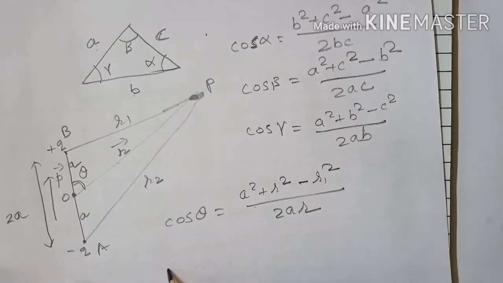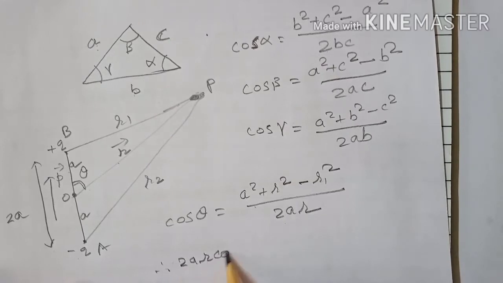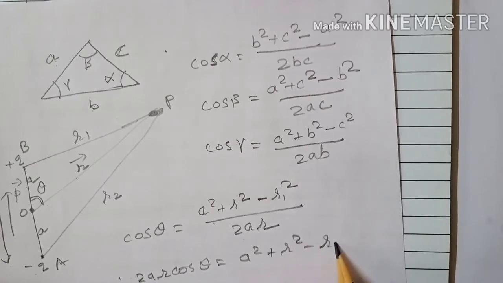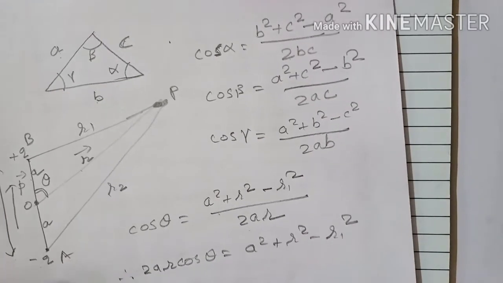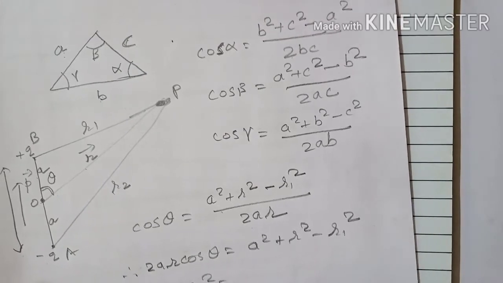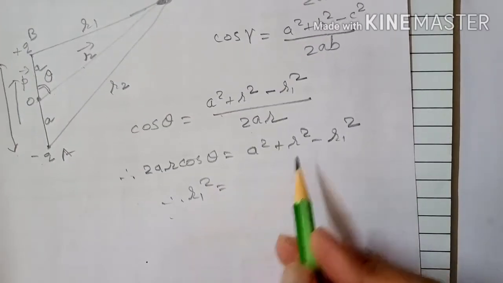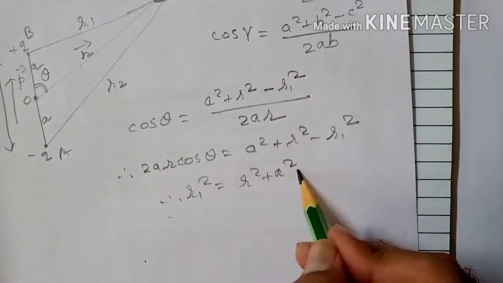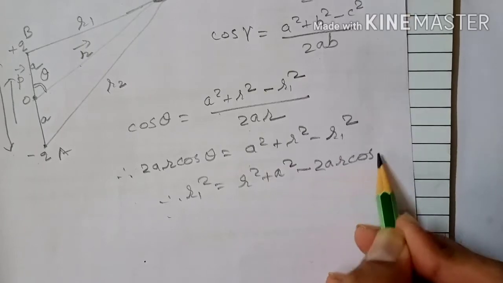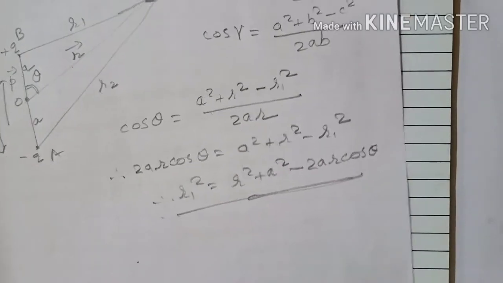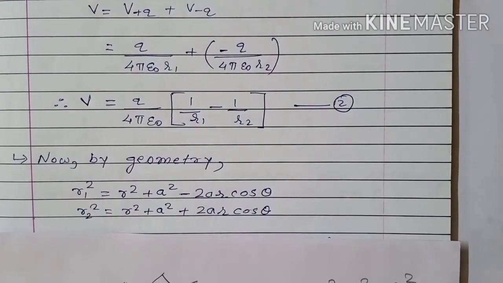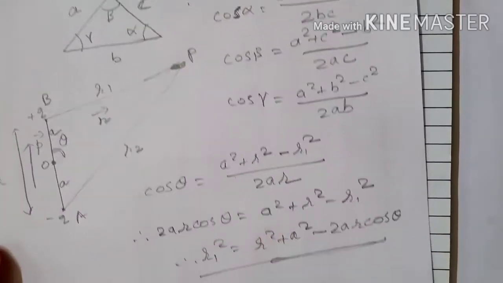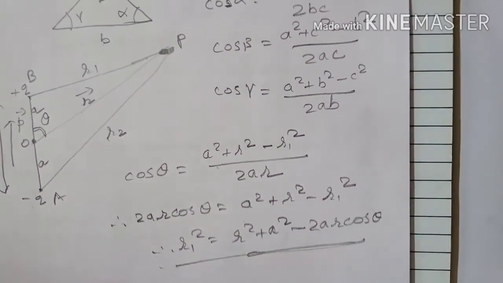So this can be written as 2ar cos theta is equal to a square plus r square minus r1 square. But we are interested in r1 square, therefore r1 square is equal to r square plus a square minus 2ar cos theta. The same equation I have written here: r1 square is equal to r square plus a square minus 2ar cos theta.